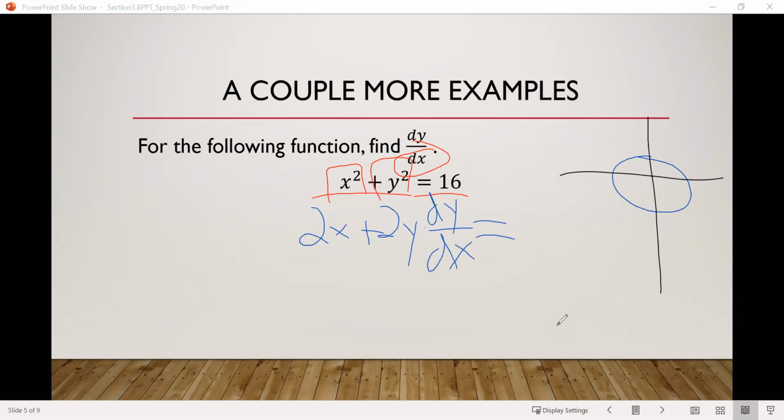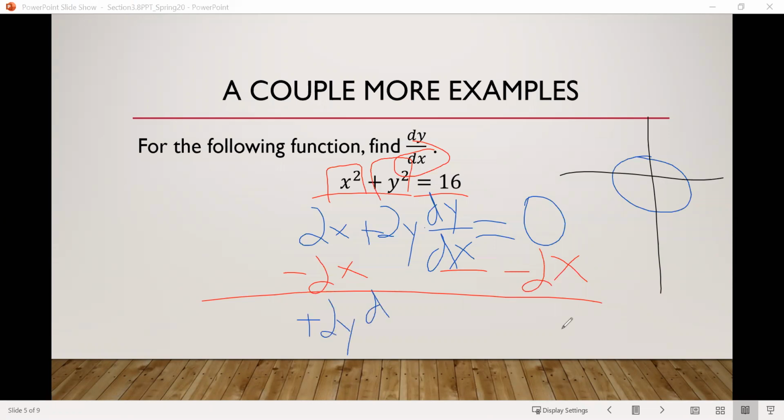Equals, then we take the derivative of the 16, which is a constant. So now we know the derivative there is 0. So our derivative is looking like 2x plus 2y times dy dx equals 0. And again, we're trying to find dy dx, so we need to isolate that term there. So we'll subtract 2x on both sides. So we'll end up with 2y dy dx equals negative 2x.